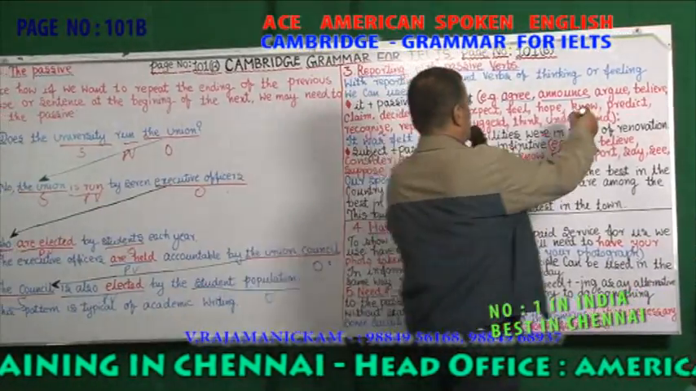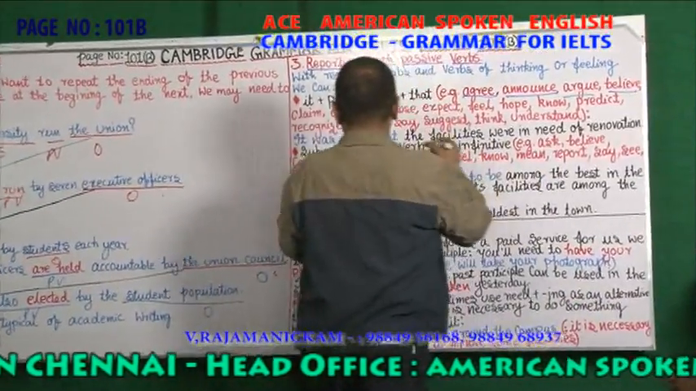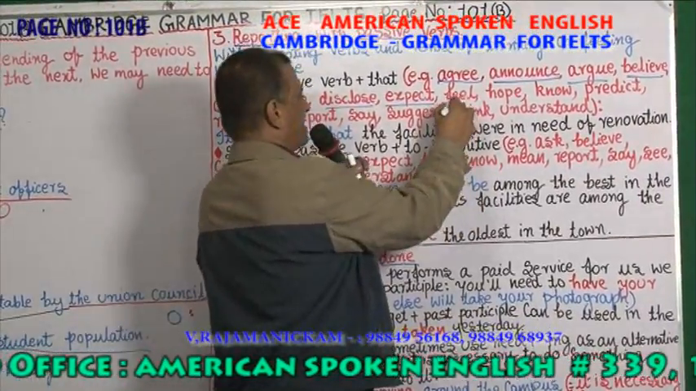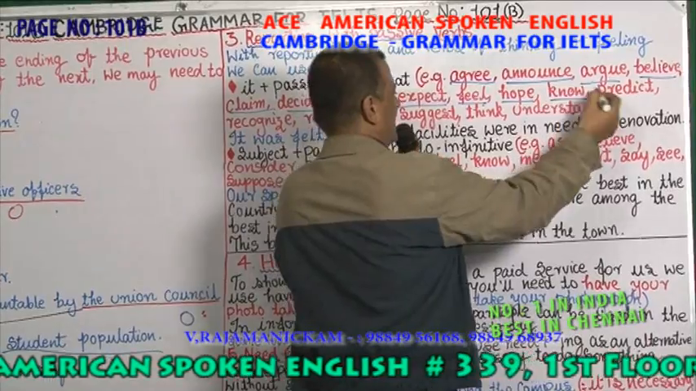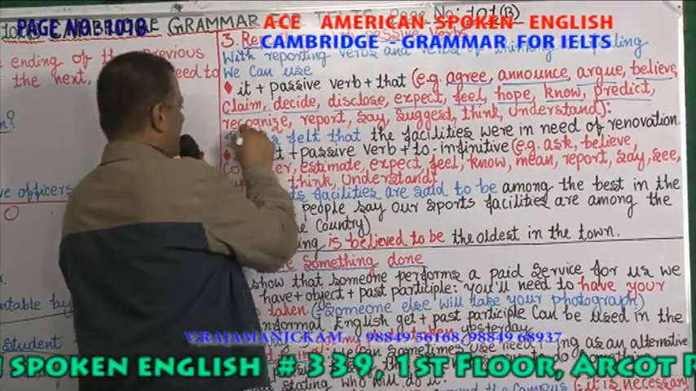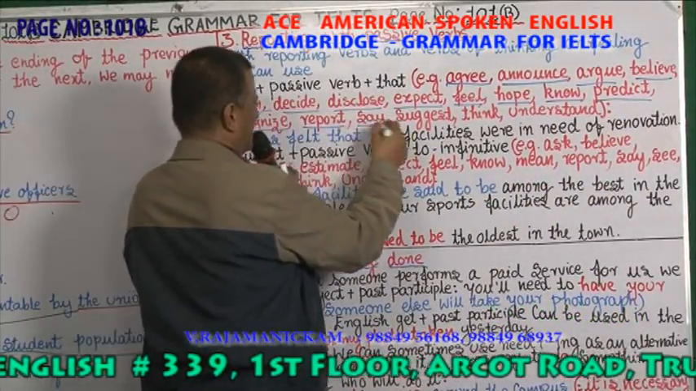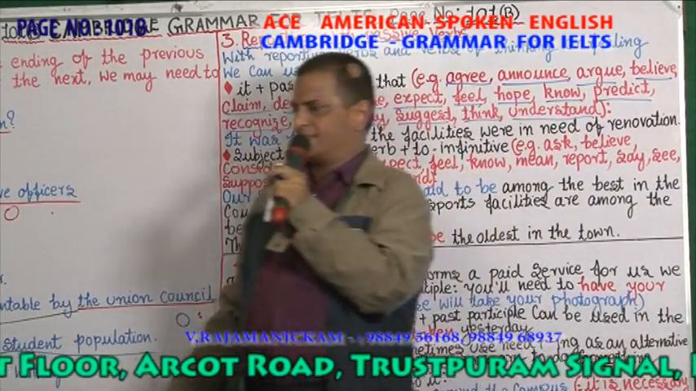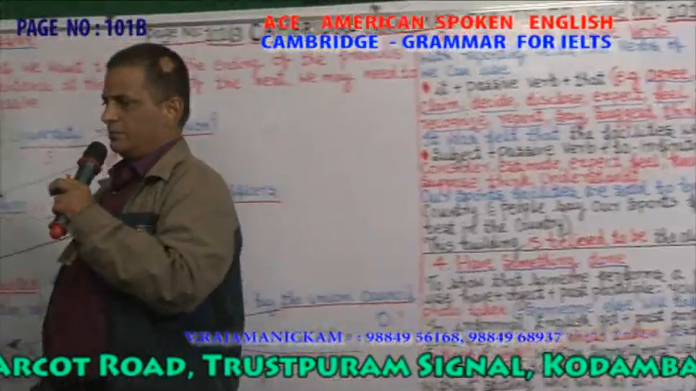It is argued that. It is believed that. It is claimed that. It is decided that. It is disclosed that. It is expected that. It is felt that. It is hoped that. It is known that. It is predicted that. It is recognized that. It is reported that. It is said that. It is suggested that. It is thought that. It is understood that. You got it?